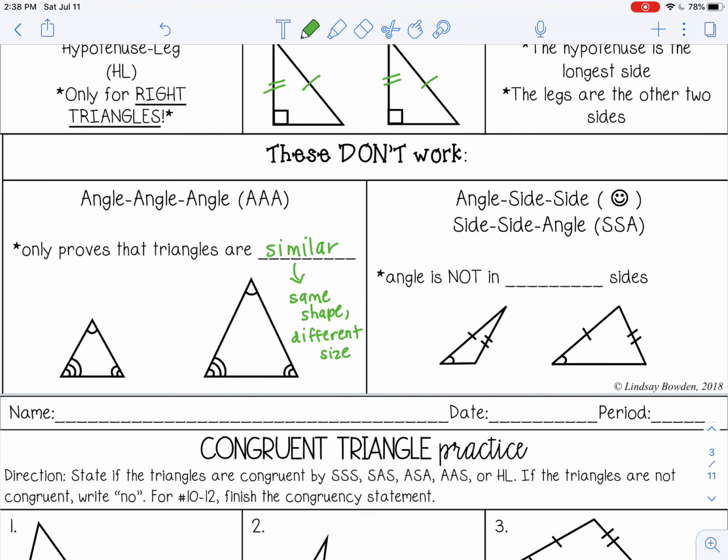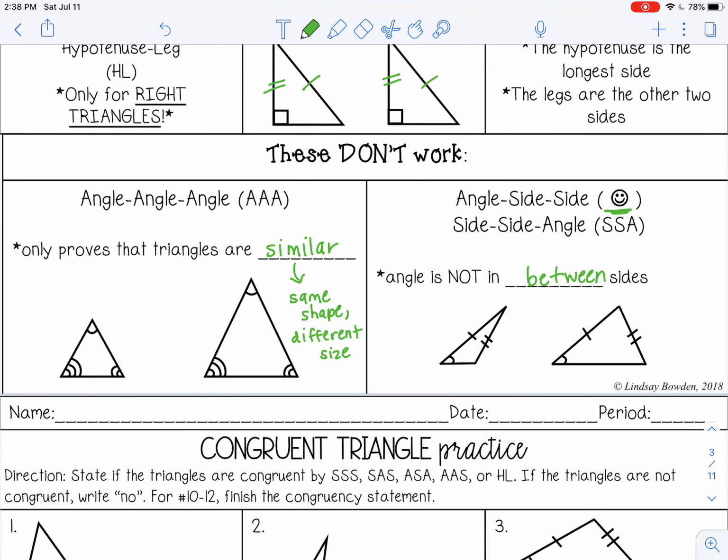All right, and then the other one that does not work is angle, side, side, which is the same thing as side, side, angle. And of course, I'm not going to write that out for obvious reasons, but that's a good way to remember it does not work. So in this case, the angle is not in between the sides.